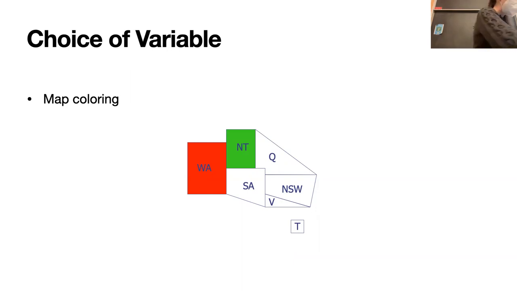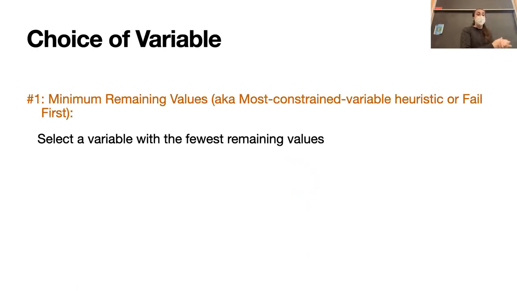SA. A lot of people are saying SA. Does anybody have a reason why they think they should do SA next? You only have one option. Great, a perfectly good reason. So if we're given this partial assignment, the next choice of variable that we should make is SA, and exactly right. The reason we would want to choose SA is because it is what we call the minimum remaining values. This is also called the most constrained variable. Sometimes it's called fail first.